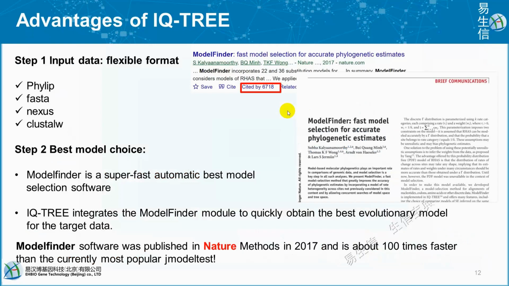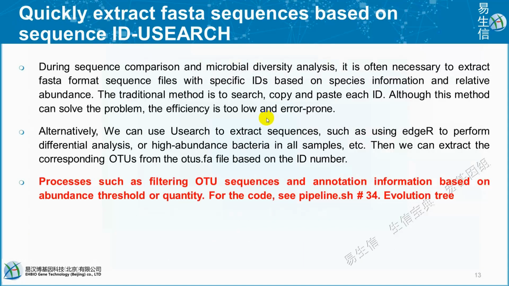You need an input file in the format of PHYLIP, FASTA, Nexus, or Clustal, and it's the best model choice because ModelFinder is super fast automatic best model selection software, and IQ-TREE integrates the ModelFinder module to quickly obtain the best evolutionary model for the target data. ModelFinder was published in Nature in 2017, and it's about 100 times faster than the currently most popular jModelTest. You can see the citation count is 6718 times in research articles.